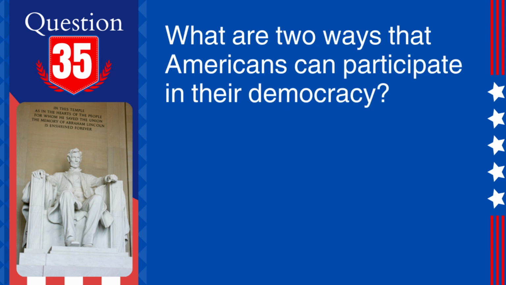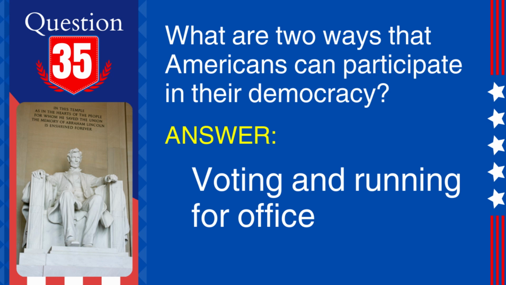35. Question: what are two ways that Americans can participate in their democracy? Answer: voting and running for office. Explanation: participating in elections as a voter or candidate are key ways for Americans to engage in their democratic system.